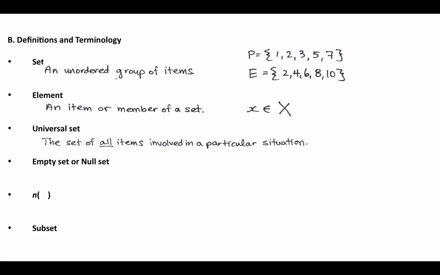The universal set would be the set of all items involved in a particular situation. So in general, we're going to talk about the context of the problem that we're trying to solve, or the context of the situation that we're looking at. The universal set is the largest set, and it includes all the items involved in a particular situation. We could investigate some phenomenon at KCI, and if we're talking about students involved in any particular situation, our universal set would be the set of all students at KCI.